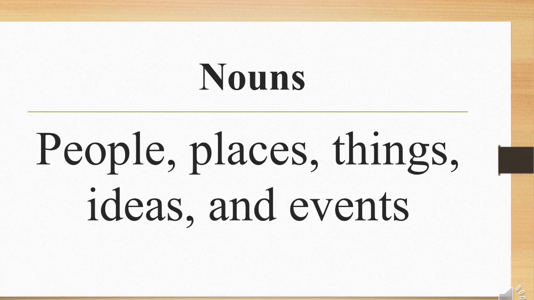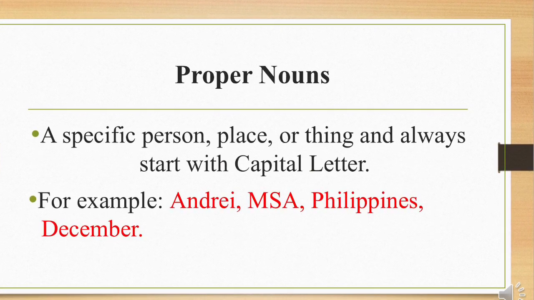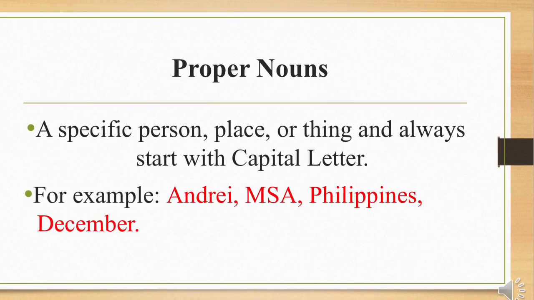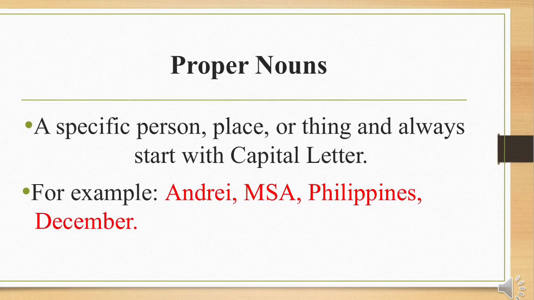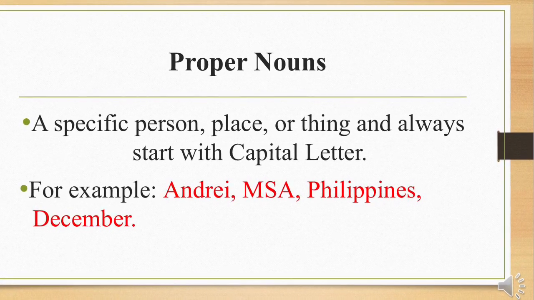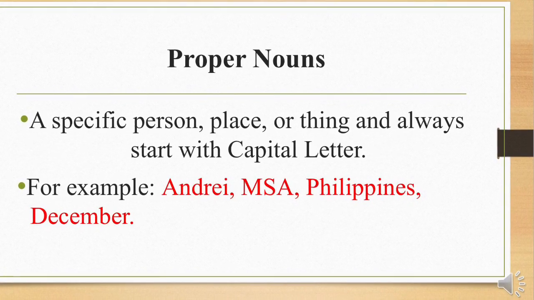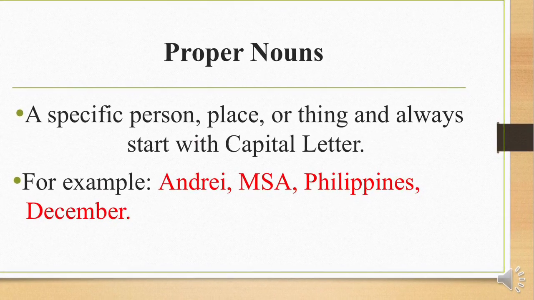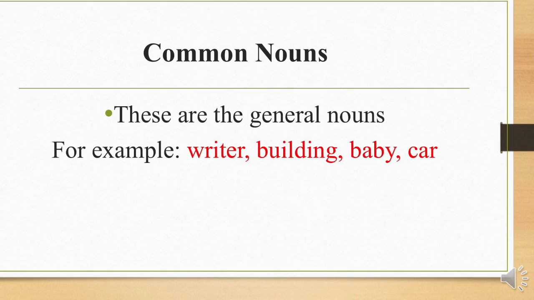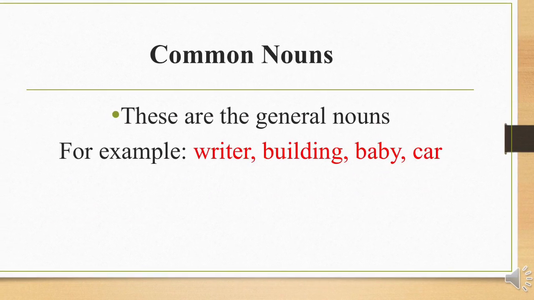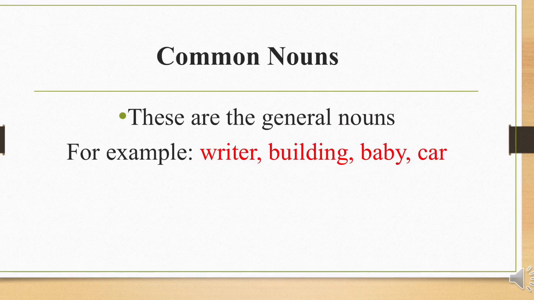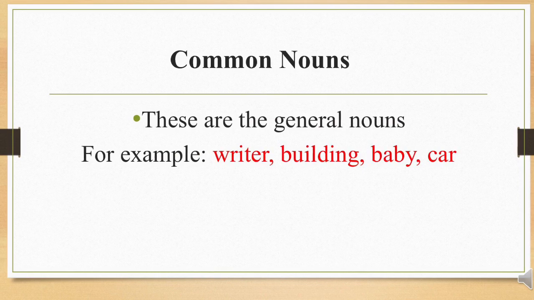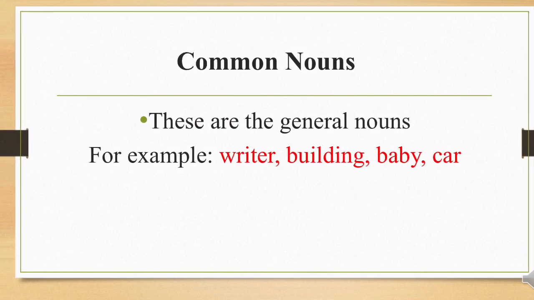Kinds of nouns. Number 1. Proper nouns. These name a specific person, place, or thing and always start with a capital letter. For example, Andre, MSA, Philippines, and December. Number 2. Common nouns. These are the general names. For example, writer, building, baby, car.